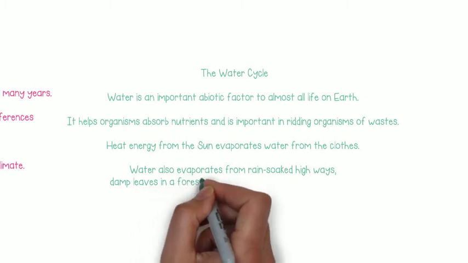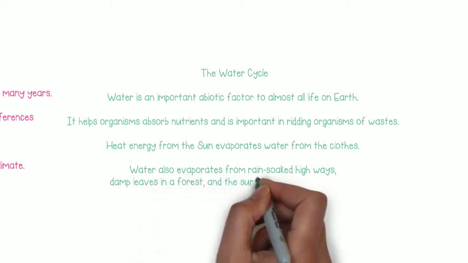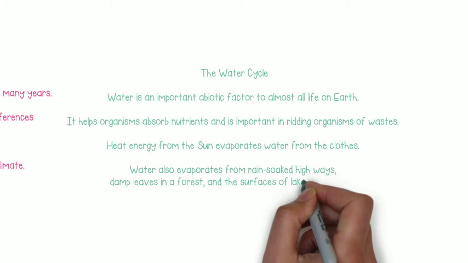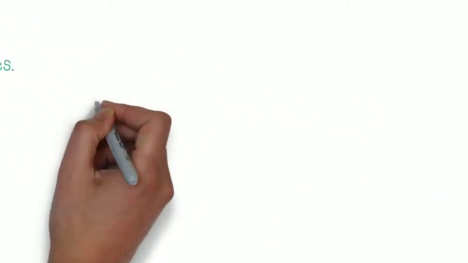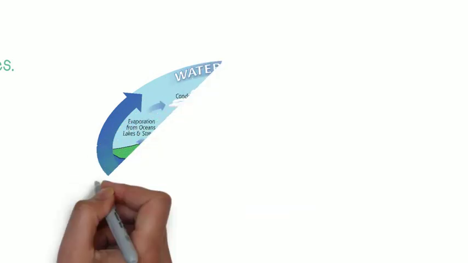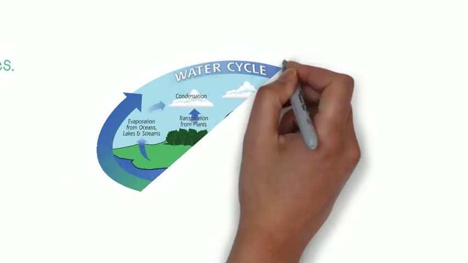Some of this water flows over land into streams and rivers. Some soaks into the ground. Plants need this water to grow. They take up water through their roots and release it from their leaves.